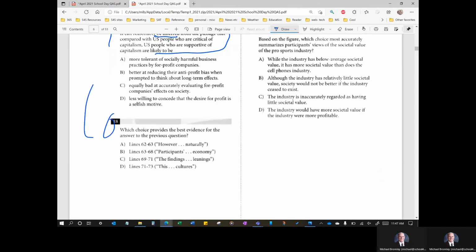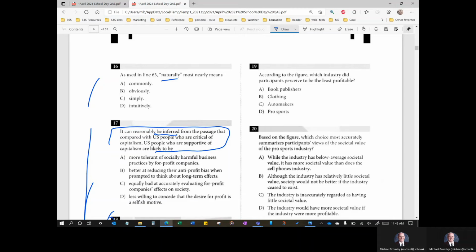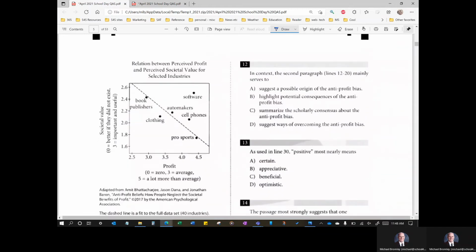Oh, evidence. Okay, I think these are the questions that the student Ambitious Cub was curious about. All right, then we've got, according to the figure, which industries did participants perceive to be the least profitable? You know what, I think I can do this one right away because we've got the figure and that seems like straight out of it. So this is the ones that they felt was the worst. This is bad and this is good, right? So people, book publishers, believe me, I published a couple books. Forget it, they're evil. Anyway, profit.